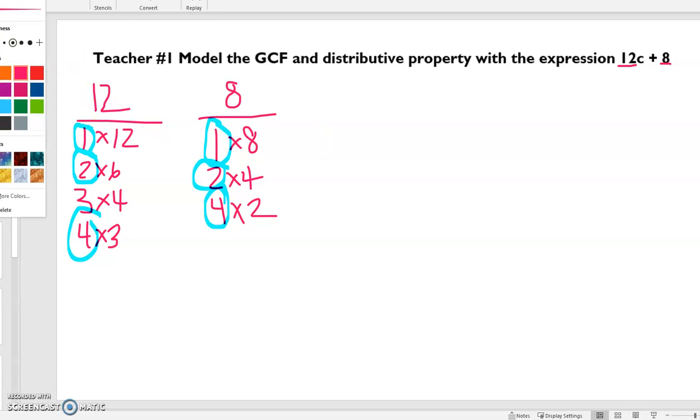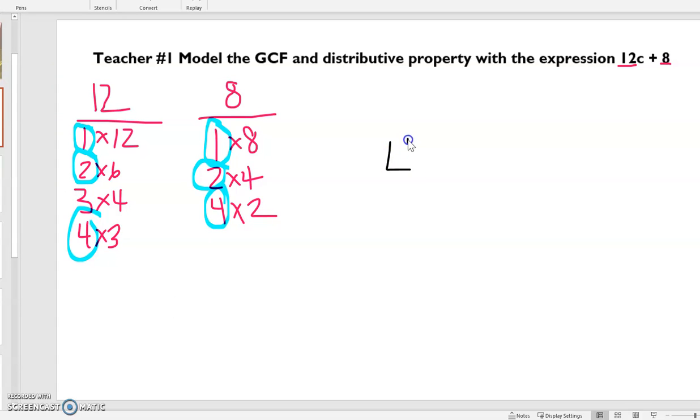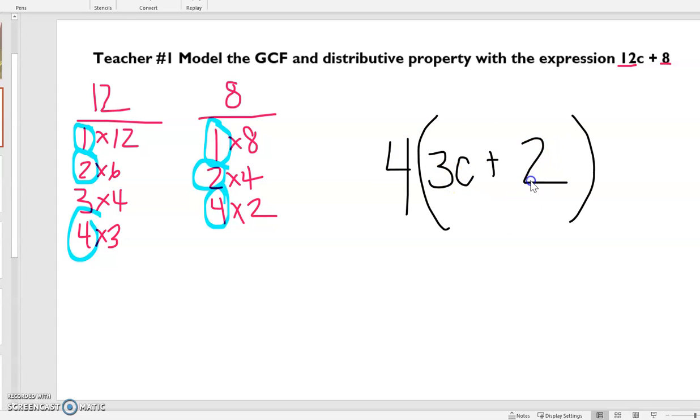Now to show this with the distributive property, I'm going to take that greatest common factor, 4, and put it outside a set of parentheses. If we remember the distributive property, we want to take the 4 and multiply it by something to get 12c. So I know 4 times 3 will give me that 12. Just keep your variable c. And then to get 8, I would do 4 times 2. So the inside of the parentheses is coming from your factor pair. That's where the 3 comes from, and that's where the 2 comes from.